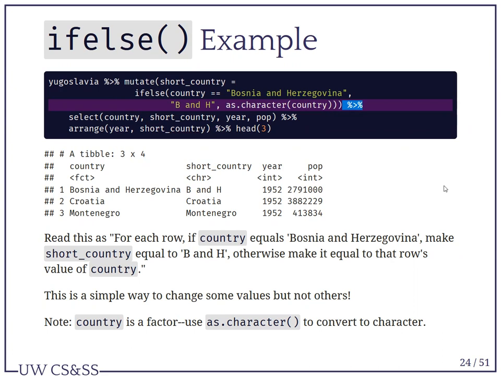So here's how we're going to read this. For each row, if country equals Bosnia and Herzegovina, make short country equal to B and H. Otherwise, make it equal to that row's value of country. This is a really simple way that we're able to change some values and not others. So here, when country is equal to Bosnia and Herzegovina, we got B and H in the short country column, but everything else just gave us back that same value in the country column as a character.